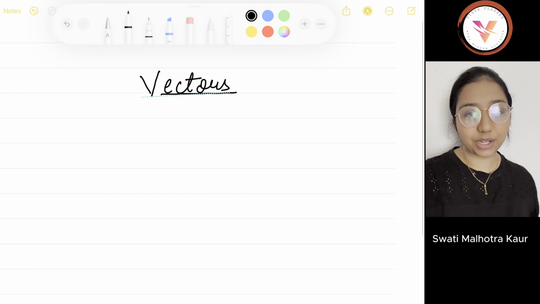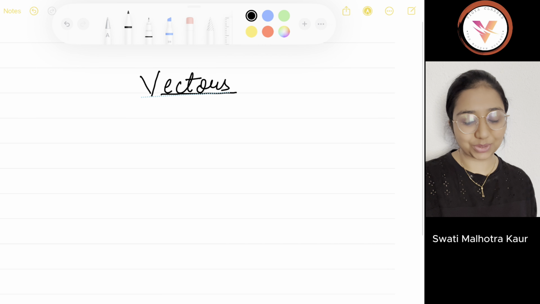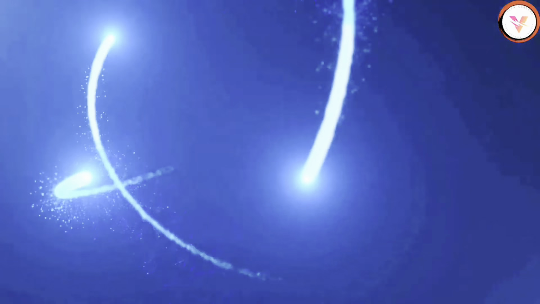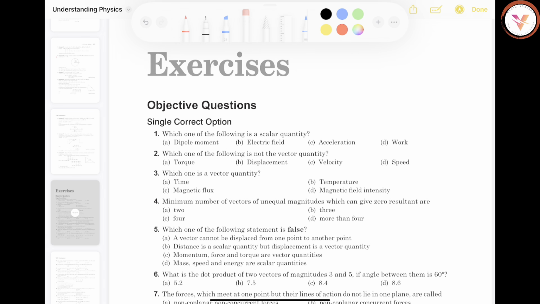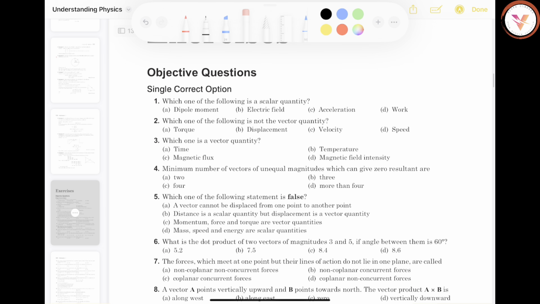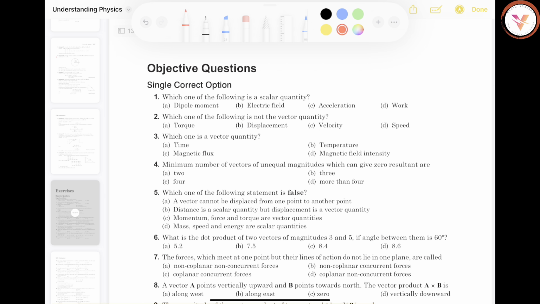We are learning vectors right now and this video is all about MCQ based questions. So let's begin with that. Okay, so let's do MCQs on vectors. The first question is, which one of the following is a scalar quantity?